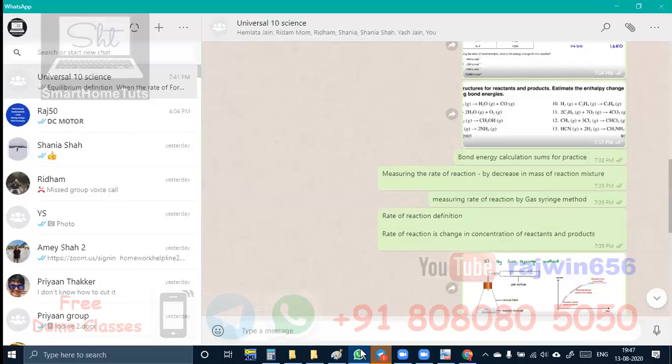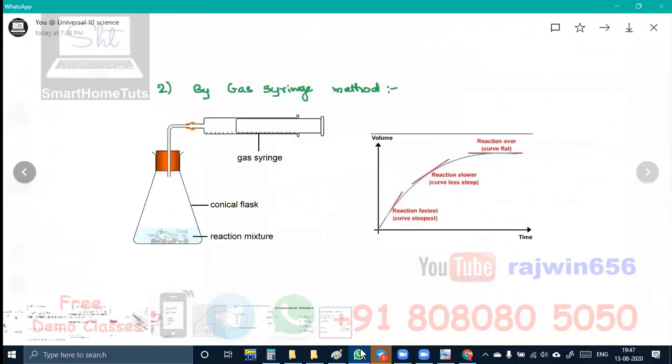Okay. The first method is whenever a gas is released. This method is known as the gas syringe method. You can see over here, this is a closed vessel. The amount of gas that is getting collected over here will push the syringe. Initially, this volume of gas is going to be 0.